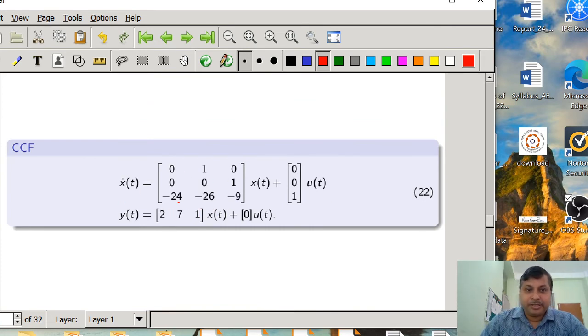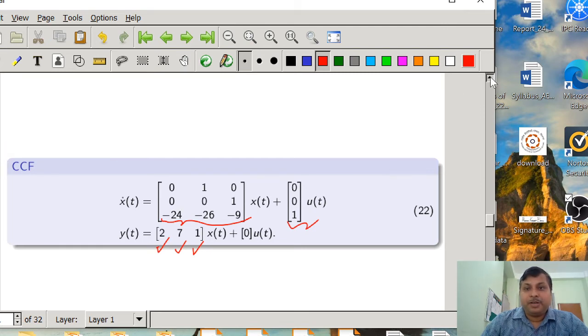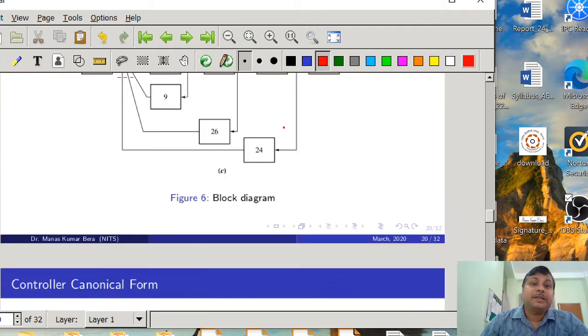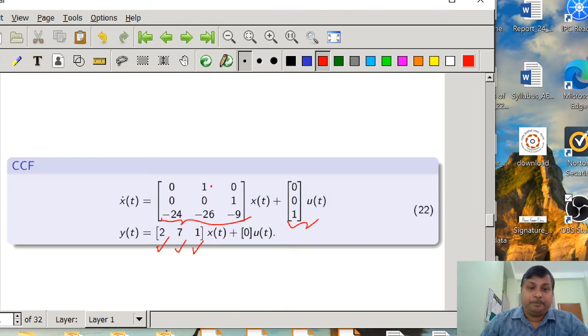represented in vector matrix notation. And you can see that b3, b2, b1 came into the output equation, the coefficients of the s in reverse order came into the A matrix, and the coefficient of u came into the B matrix. So we can easily verify how the transfer function given in equation 21 can be represented in controller canonical form.